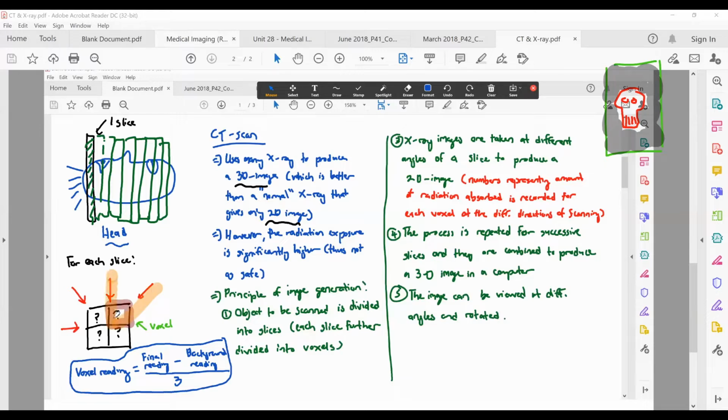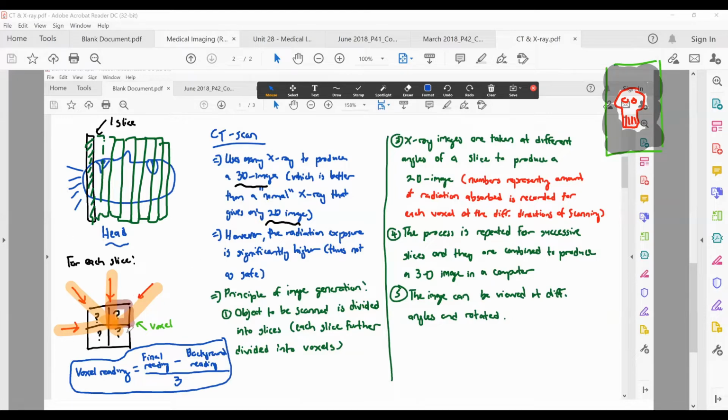This is the second direction. This is the third direction. This is the fourth direction. Okay, so what I will tell you is that you take an image of one slice first. When you want to take the image of one slice, you take X-ray images at different angles in order to produce a 2D image of the slice. When you produce a 2D image of the slice, it will be in the form of numbers.